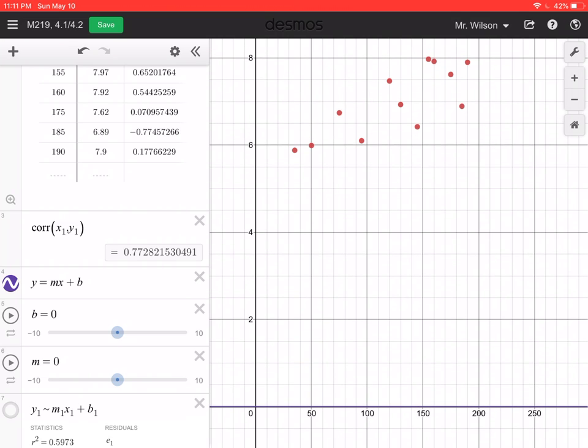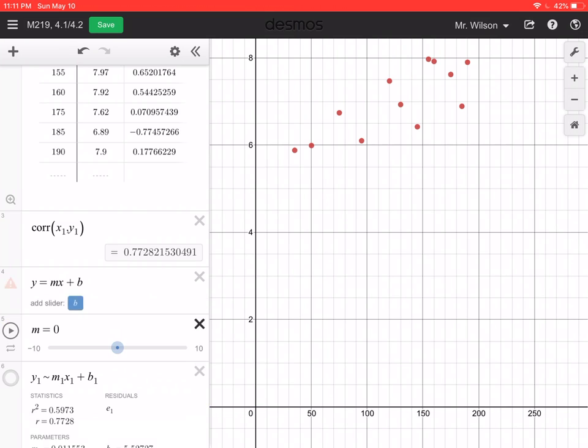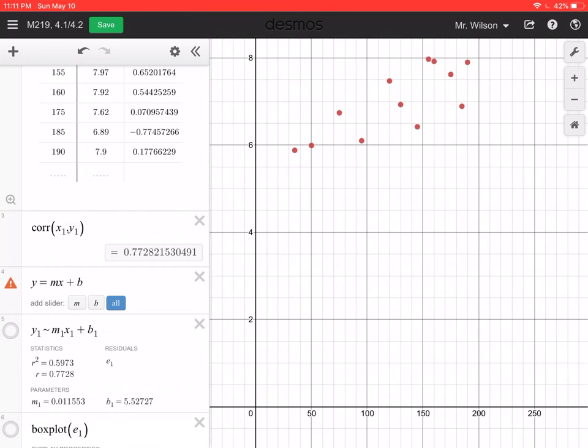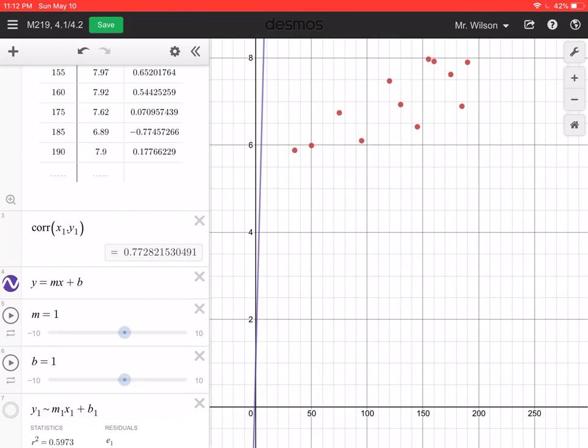And what we can do is change the slope and the y-intercept by just adding sliders to those values, right? So if I got rid of these two, notice Desmos tells me I can add a slider. I just select all, and then it's going to allow me to play around with the m value, which is the slope. Okay, going from -10 up to 10.